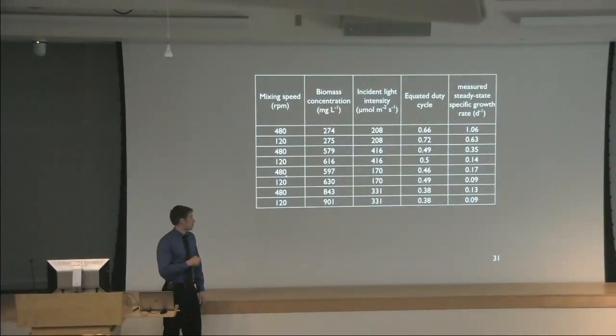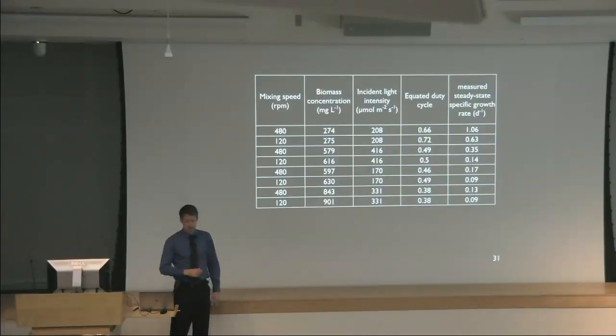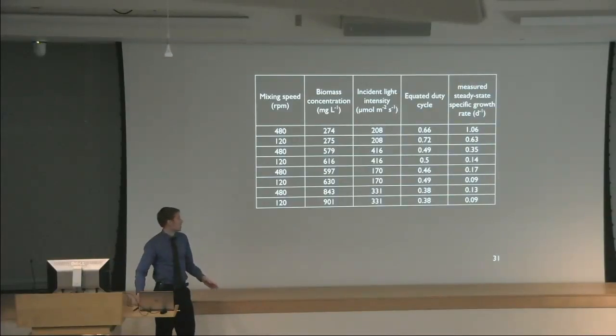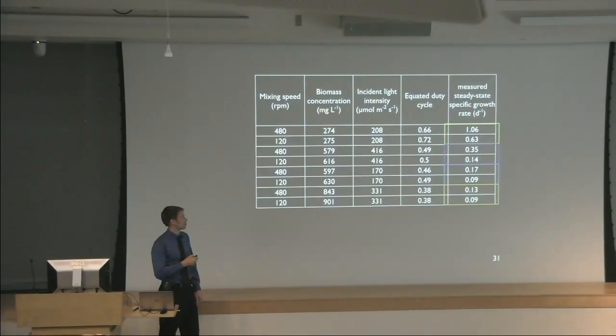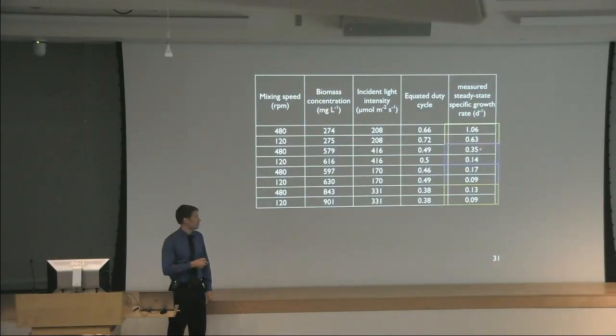Now this is a table with some experimental results for cultures of different biomass concentration and different incident light intensity. I also have the equated duty cycle up here. In these experiments, I used a mechanical mixer that I can set the mixing rate. So in all trials, I did both a trial with a higher mixing speed and a lower mixing speed. And what you see when you compare all of these is that the higher mixing speed always led to a higher specific growth rate, in agreement with the model.